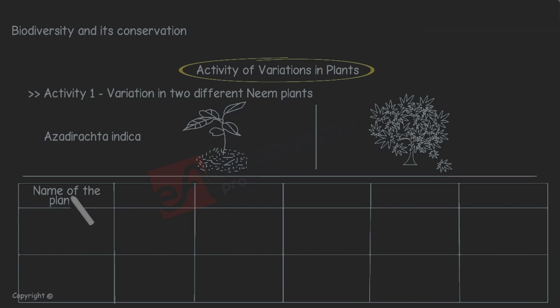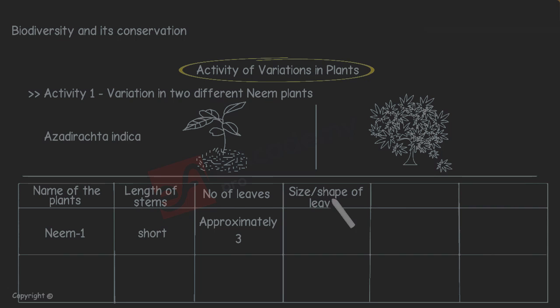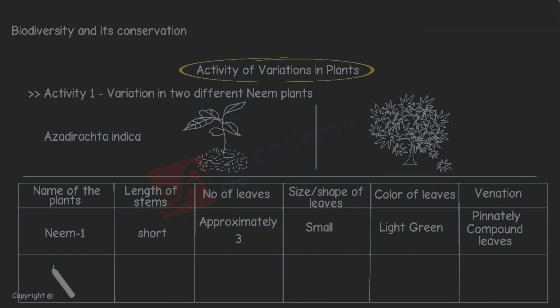Name of the plant: Neem 1. Length of stems: short. Number of leaves: approximately 3. Size or shape of leaves: small. Color of leaves: light green. Venation: pinnately compound leaves.